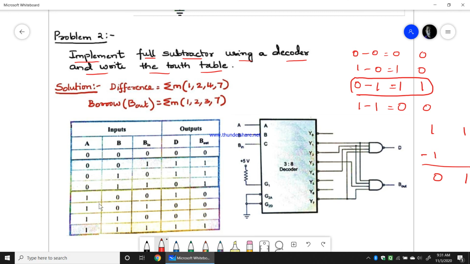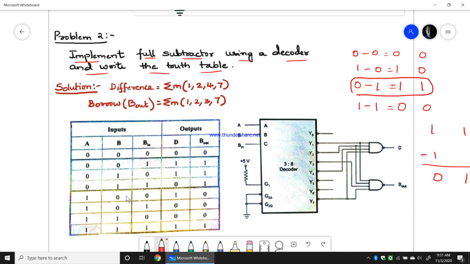1 0 0, 1 minus 0 is 1, so 1 difference and borrow 0. 1 minus 0 minus 1 is 0 difference and borrow 0. 1 minus 1 minus 0 is 0 difference, borrow 0. 1 minus 1 minus 1 is 1 difference and borrow 1. Now this is the truth table.